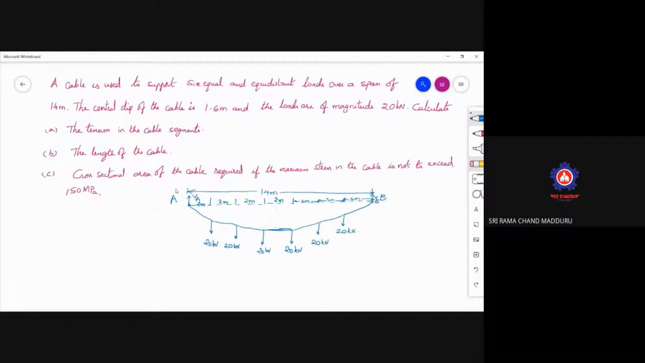Now here, just imagine there are 6 cables and six loads. At the center one it will be horizontal, so what is the dip here? This dip is 1.6 meters. Now we have to calculate the reaction forces here. Before calculating, this is C, D, E, F, G, H.